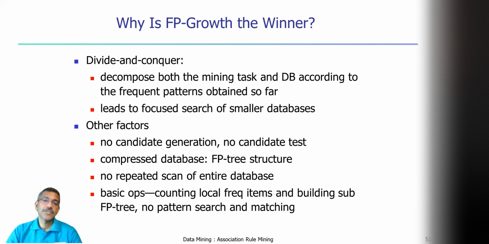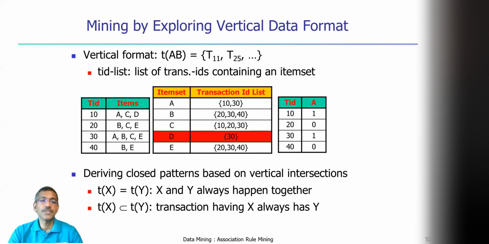So no candidate generation, no candidate testing. We get a compressed database, which is the FP tree. No repeated scans of the entire database. Most of the time, what we're doing is counting local frequent items and building the sub FP tree, right? No pattern search and matching, which we have to do in Apriori.